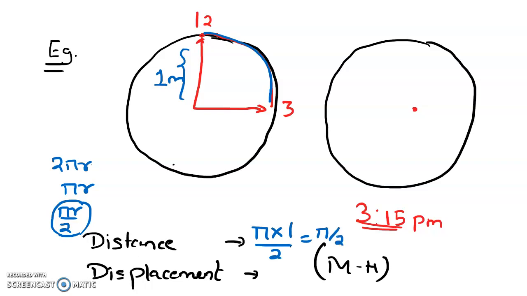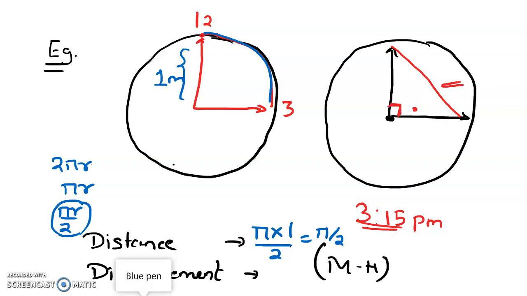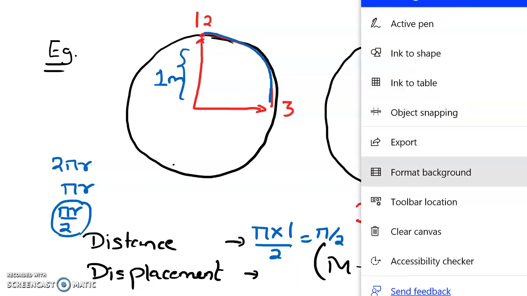But if I'm talking of the displacement, the mirrored hand goes from there to there. So take the final position and the initial position, and join them. So this is the displacement. Now how do you solve it? Can you see that this is a right angle triangle? This side is 1, this side is 1, both are the mirrored hand. So you just need to find the hypotenuse. You can use the Pythagoras theorem.